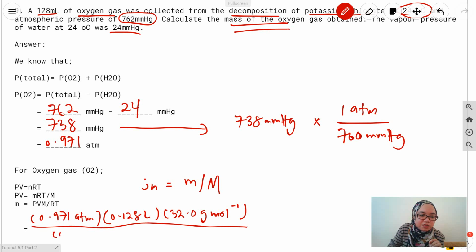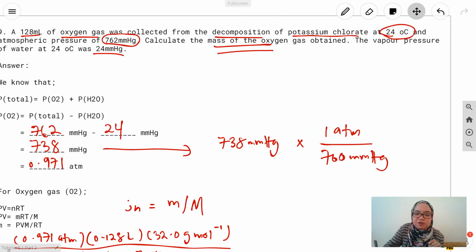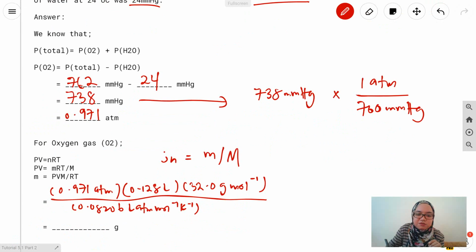with R, we use 0.08206 liter atm per mole per Kelvin, and the temperature is 24 degrees Celsius plus 273, which is 297 Kelvin. Now atm cancels, liter cancels, per mole cancels, Kelvin per Kelvin cancels. So we get grams.